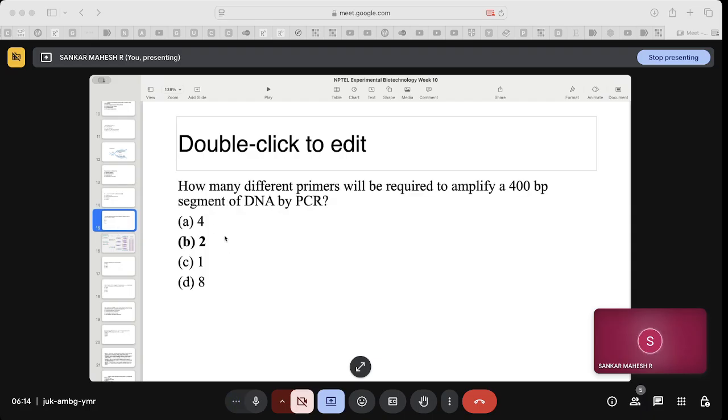The next question is, how many different primers will be required to amplify a 400 base pair segment of DNA by PCR? Four options are given here: 4, 2, 1, and 8. In this question, one option is definitely incorrect, and there are three options which can be correct depending on the context. Does anyone know which option is definitely incorrect? Why do you think 8 is incorrect?